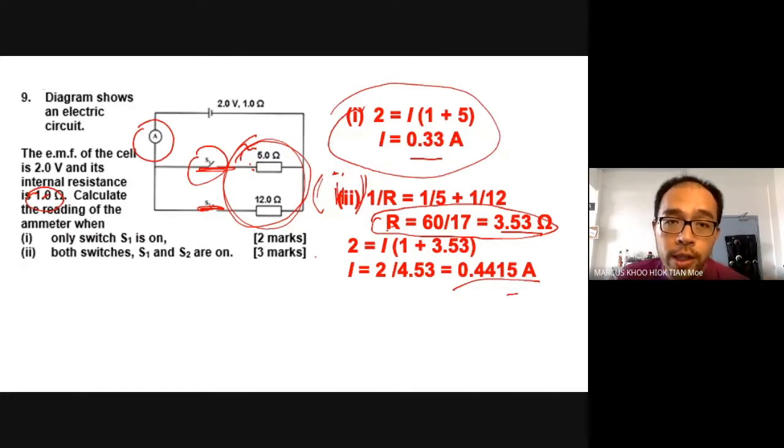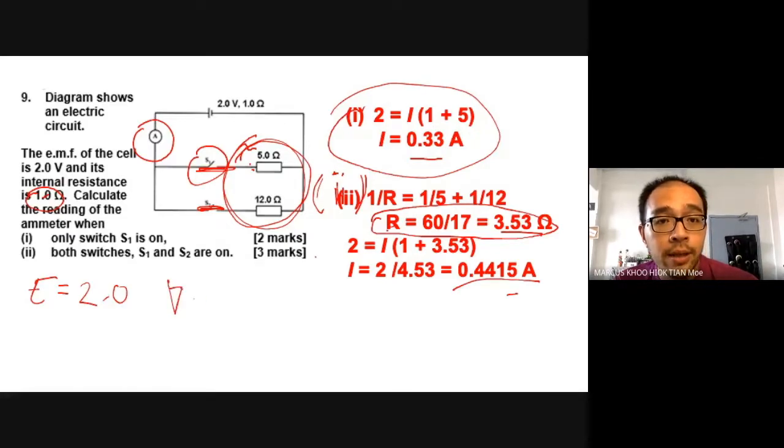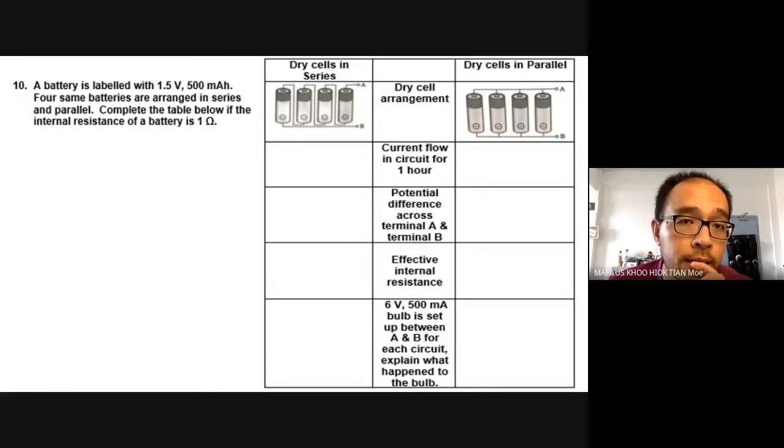If you are using the V drop method, then the E is 2.0. And then the voltage reading is, oh my, it did not tell us, right? Oh yeah, then you have to use IR plus r. Yeah, okay, sorry. Next question. Do we need to do this? Should I do this? Hold on.